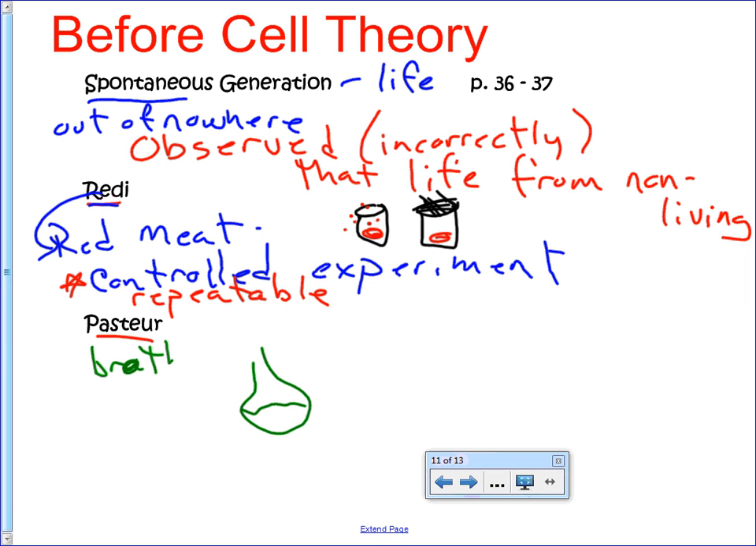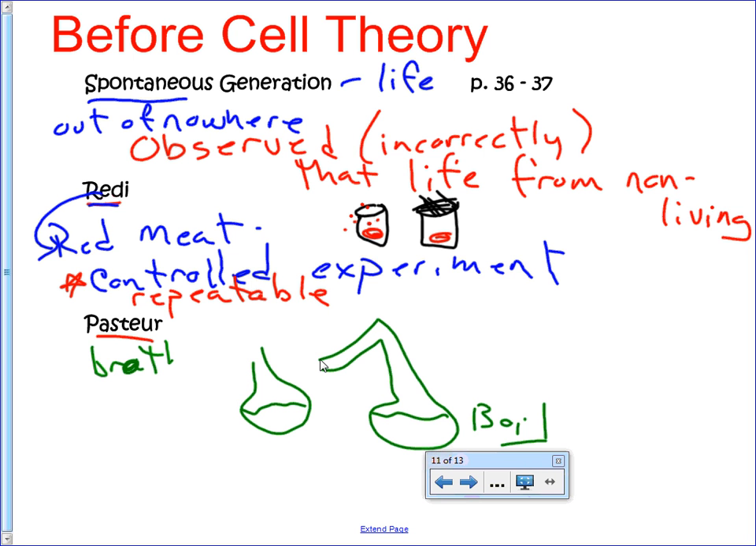So to make it so the air could get in, but there's no bacteria in it, what he did was he put it in this funny container like this. And then what he did is he boiled it. Why did he boil it? Yeah, he boiled it to kill all the bacteria, to sterilize it.